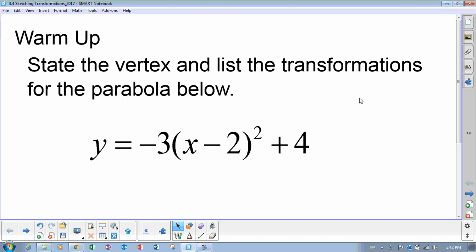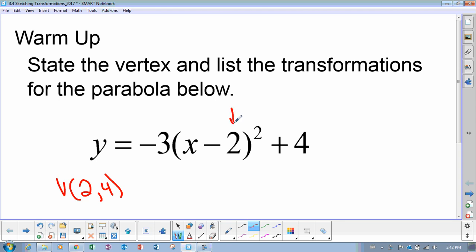All right, so this is lesson 3.4 where we're going to start sketching transformations. So before we do that, let's go over some of the things that we've learned already. In this warm-up, it's asking you to state the vertex and list the transformation. So we're in vertex form. So I know that my vertex has to be at 2 and 4. So the 2 is the x value of our vertex, and then the 4 is the y value.